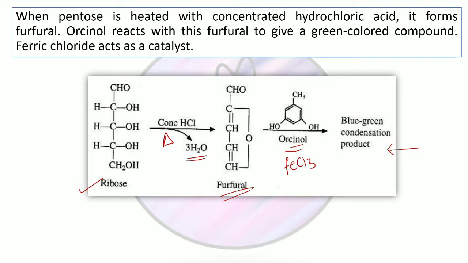Basically ribose is an aldopentose sugar. Aldopentose means it is a 5-carbon sugar in which the functional group present is aldehyde, that is in the form of CHO. So basically the aldopentose sugars like ribose, arabinose, lyxose as well as xylose can react with orcinol when they are treated with hydrochloric acid, or in acidic condition and high temperature.